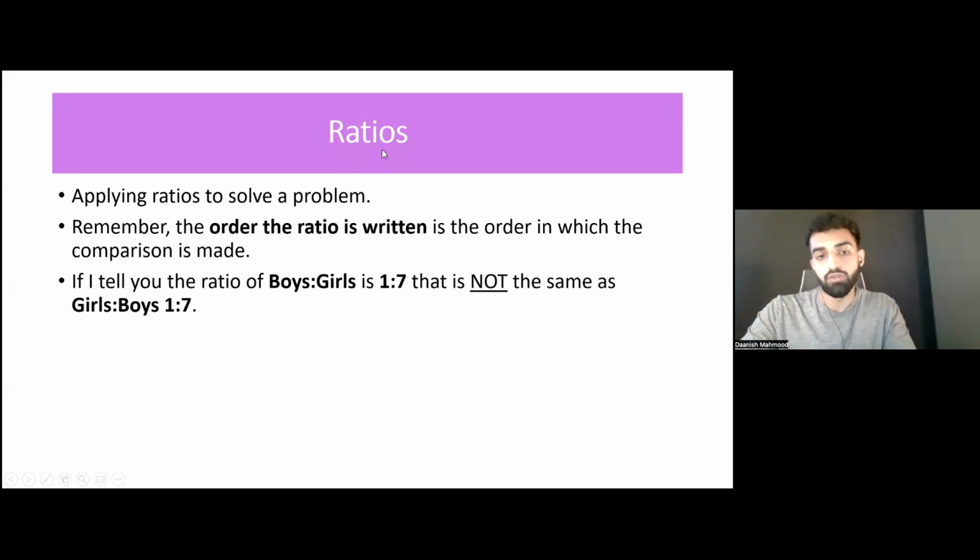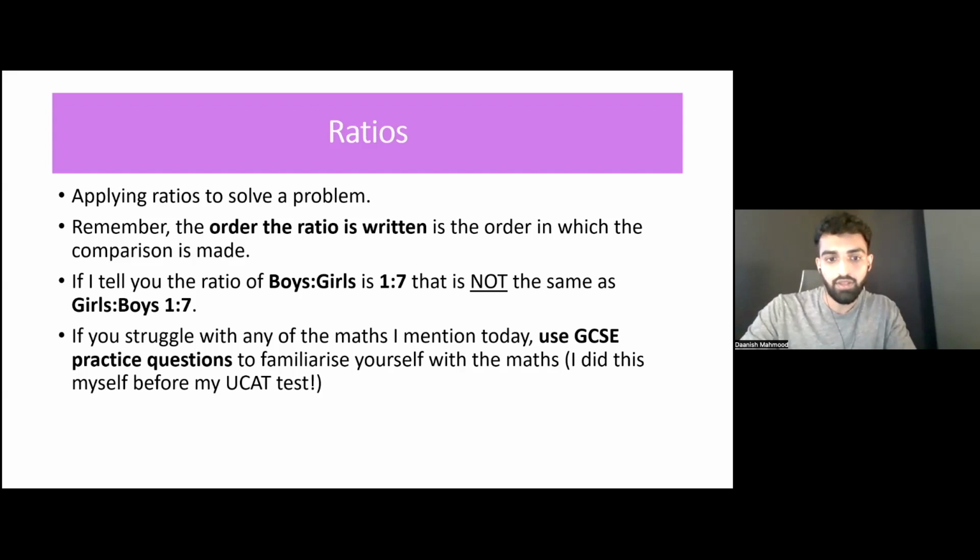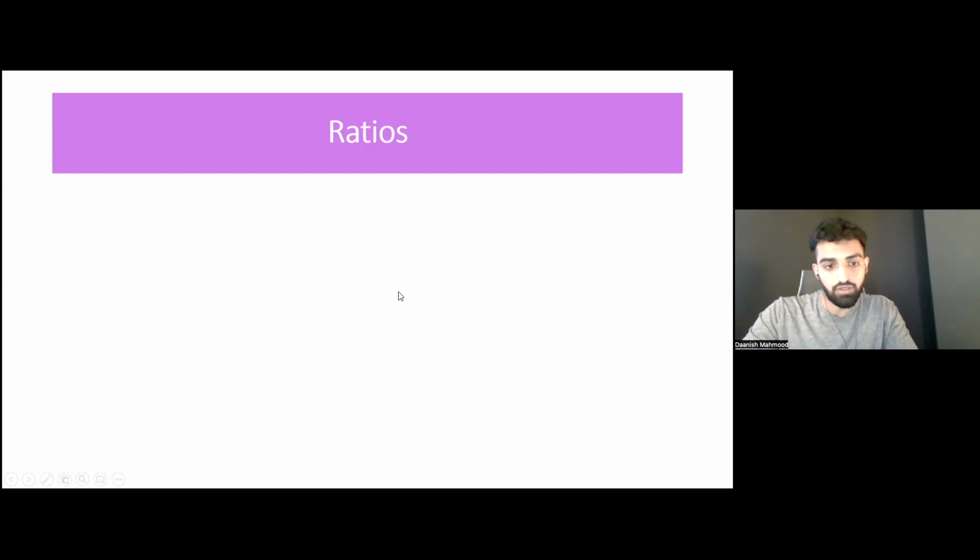And like I said before, if ratios are something that you struggle with, make sure you do some practice questions. Just literally get a GCSE question bank up and practice those until you're comfortable with them. And yeah, that's what I've just mentioned there. So make sure you do GCSE practice questions if you need to. I did many before my test. I had been many years since I'd done this kind of GCSE maths. So it's very helpful, honestly.